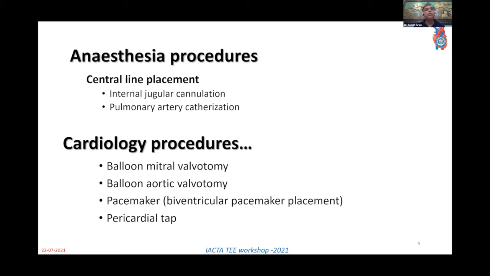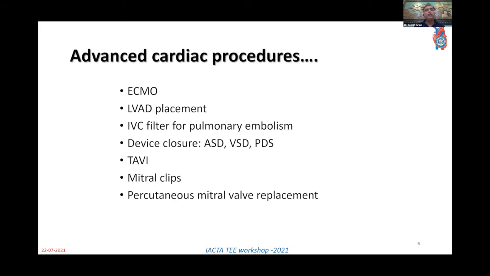Apart from the surgical cannulations, we need to do other cannulations like central line placement, as done by the anesthesiologist, the internal jugular cannulation, pulmonary artery cannulation. And apart from that, sometimes in cardiac cath lab also, different procedures are done like balloon mitral valvotomy, balloon aortic valvotomy, pacemaker lead placement, or pericardial tap. For all these things, the echo is expected to give them an answer and give them a comfortable atmosphere so that the procedure goes uncomplicated.